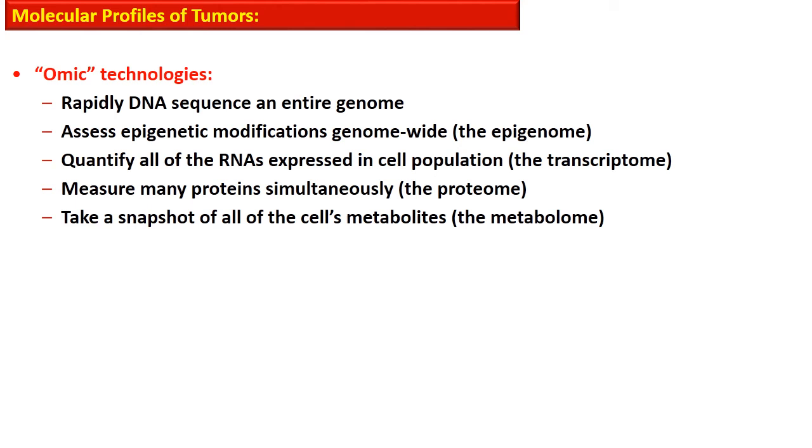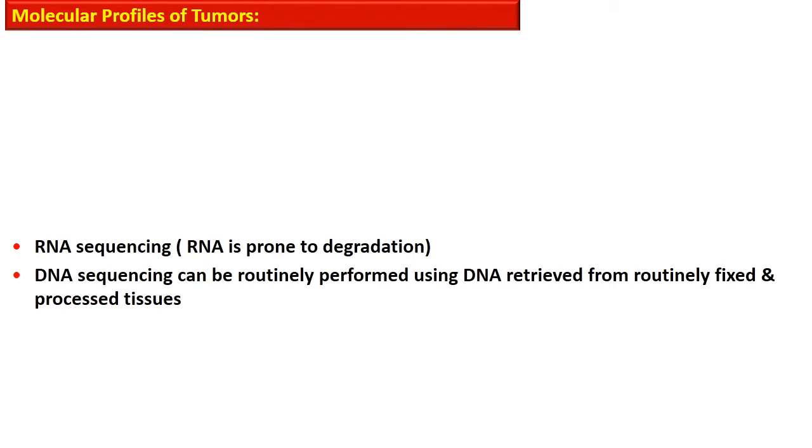The epigenome is the process of assessing the epigenetic modification genome wide. There is the transcriptome, that is to quantify all of the RNA expressed in a cell population. Then there is the proteome, that is the measurement of many proteins simultaneously, and the metabolome, that is to take a snapshot of all the cell's metabolites. RNA sequencing was also attempted, but RNA is prone to degradation and its sequencing is not very successful.